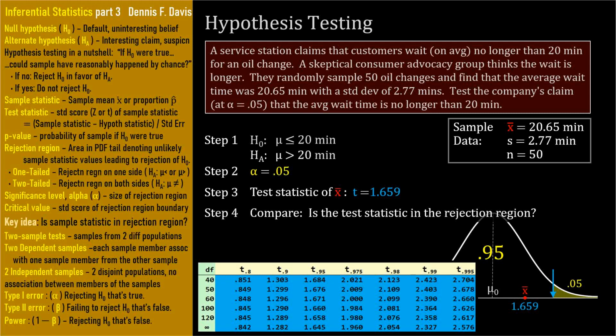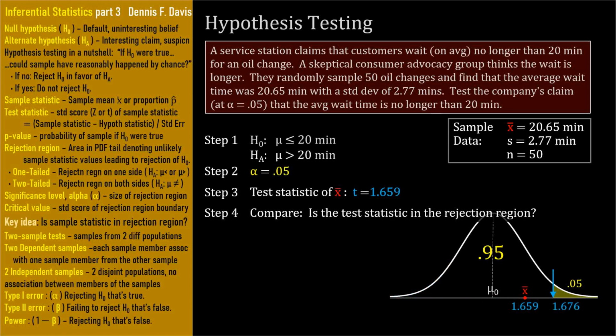When degrees of freedom get up this high, you'll usually have to use the closest match. The critical value at 50 degrees of freedom is 1.676. It won't be any less than this because the chart shows t-values increasing as degrees of freedom decreases. So the score at 49 is at least 1.676. So the critical value is 1.676 and the test statistic is 1.659.